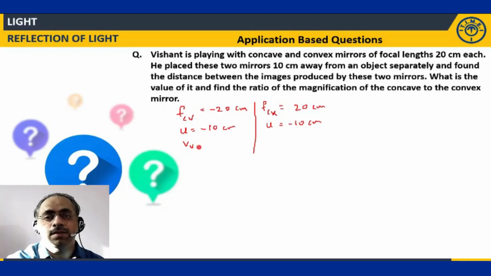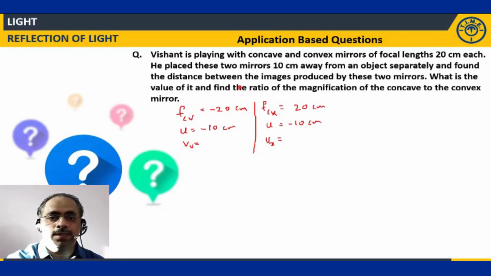Image distance in the case of a concave mirror, and here let me write it as Vv. Image distance in the case of a convex mirror, Vx. He found the distance between the images produced by these two mirrors. What is the value of it? That means you need to find the difference in the value of Vv and Vx.